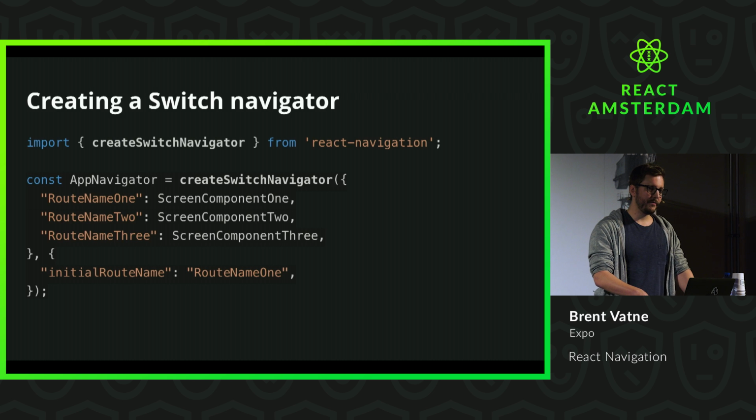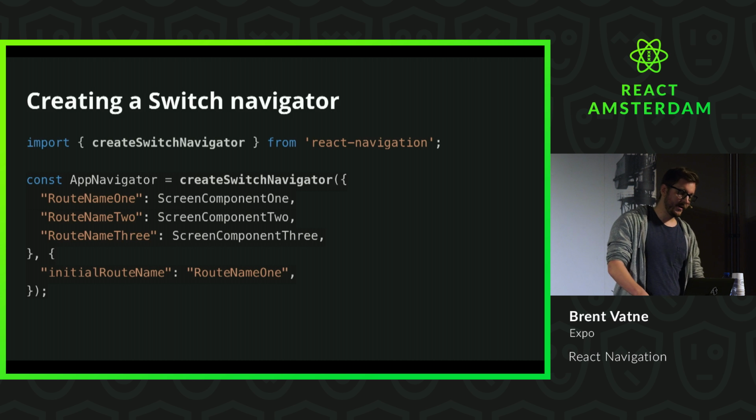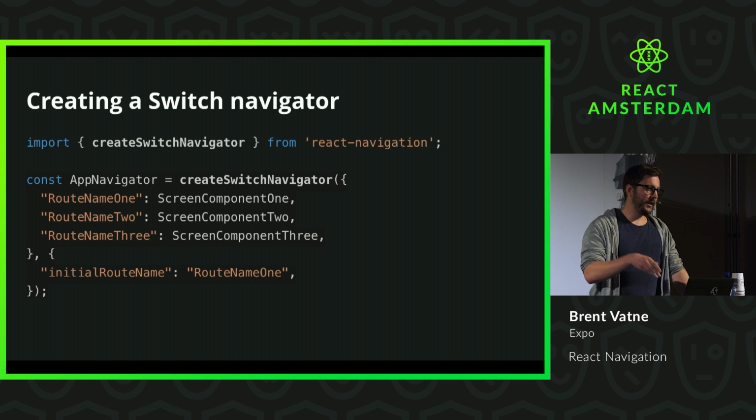And so the way that you would actually add this to your app is you would import this createSwitchNavigator function and initialize it with a route config object. The route configuration object is keyed by the route name, and then the values are the screen components. The second parameter here is used to further configure the navigator. So first one, route configuration. The second one is configuration for the navigator itself.